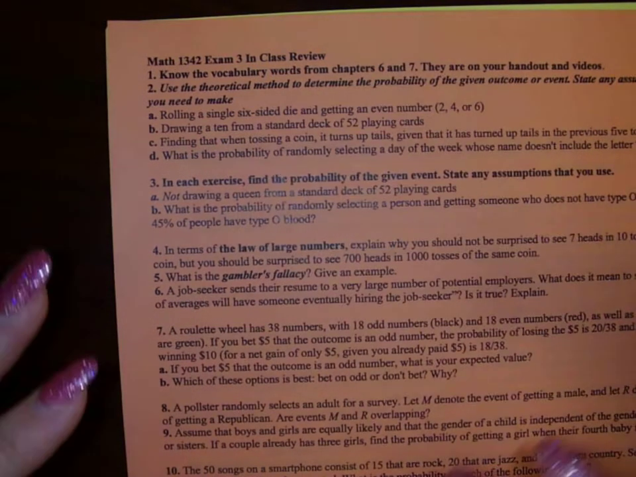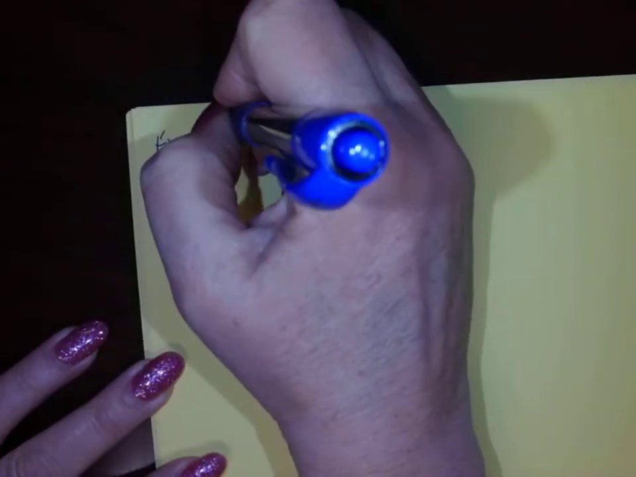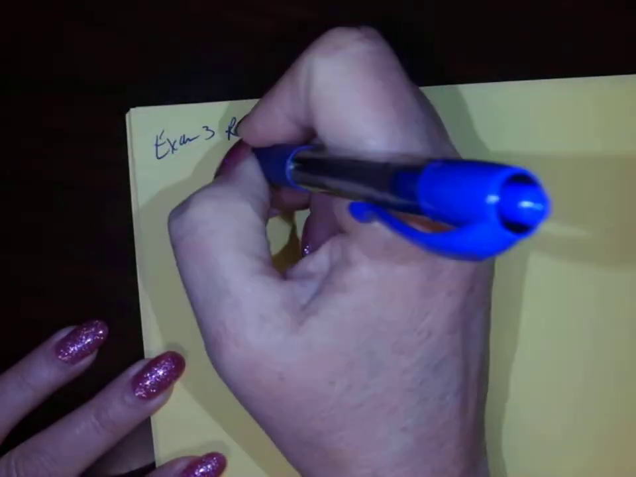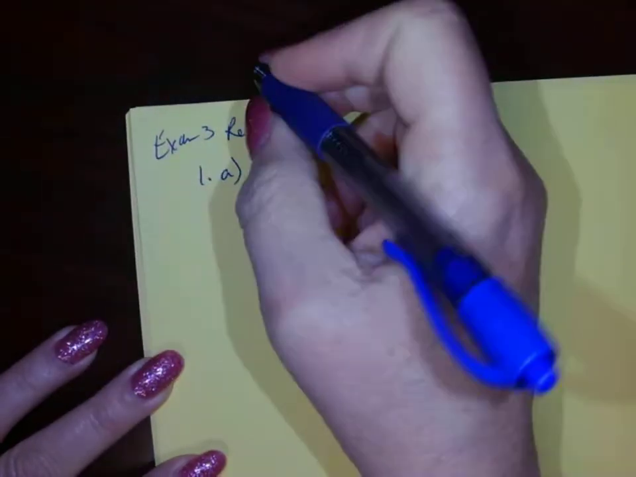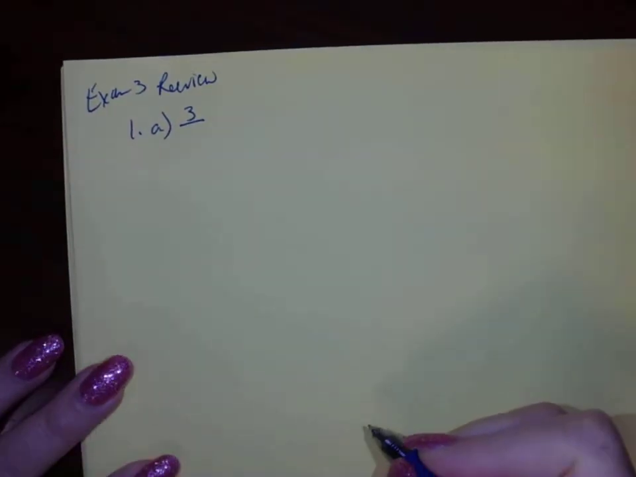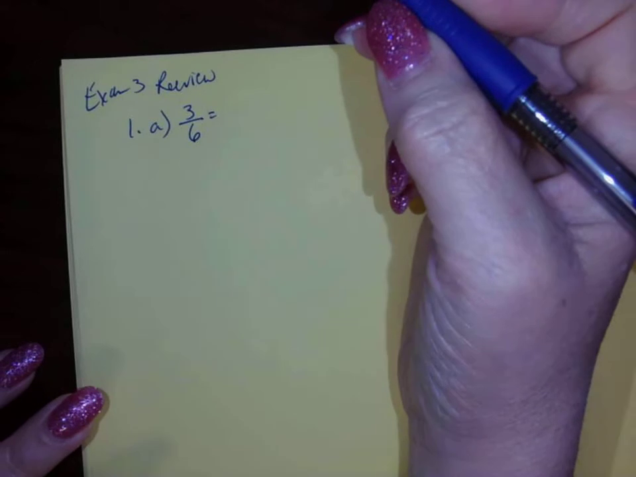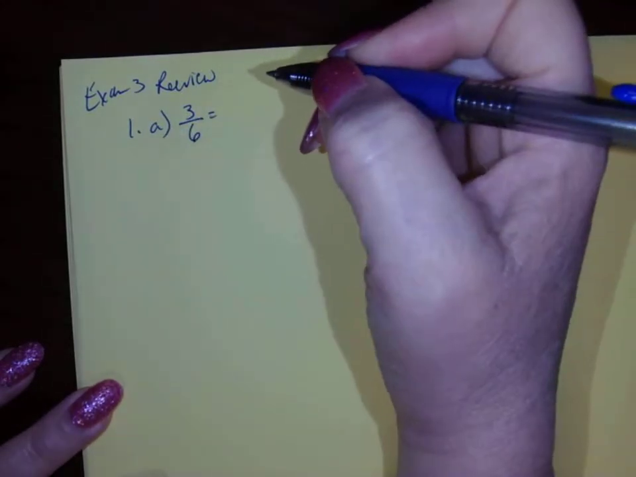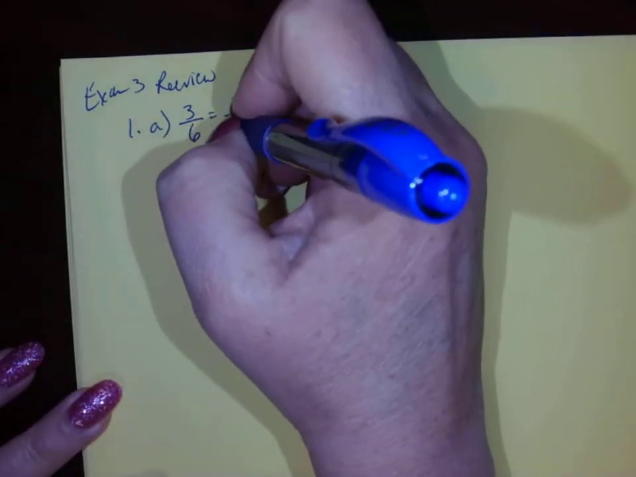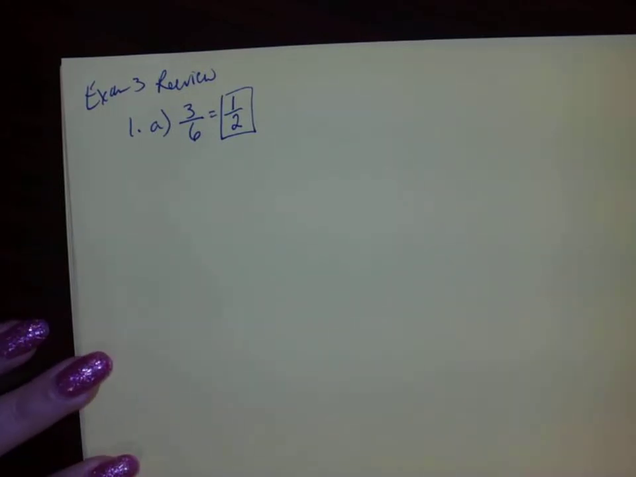So this will be exam 3 review, number 1A. We have 3 outcomes out of a total of 6 outcomes. And then we're going to reduce that down. 3 and 6 both divide by 3, so I end up with 1 over 2. All right. Let's look at part B.